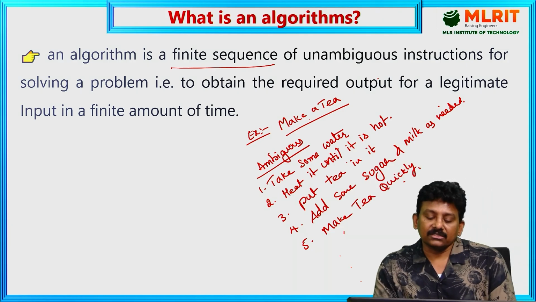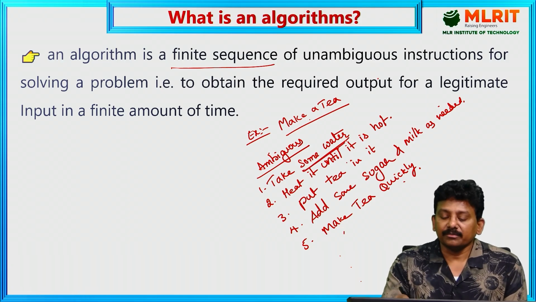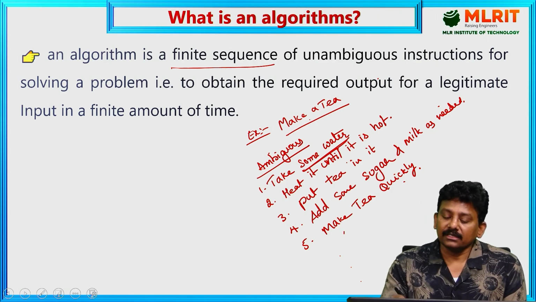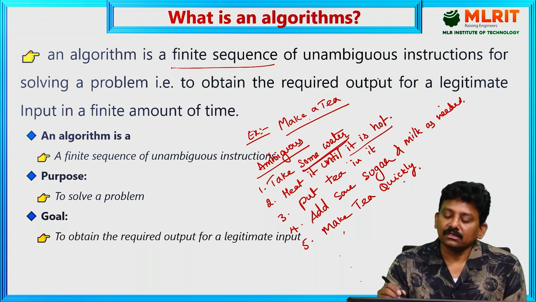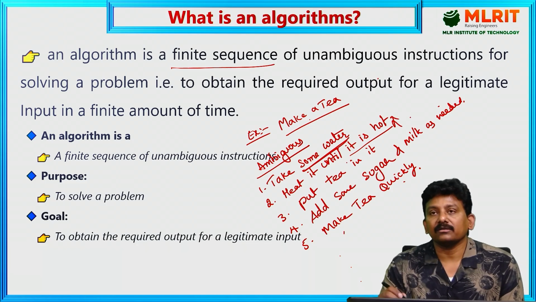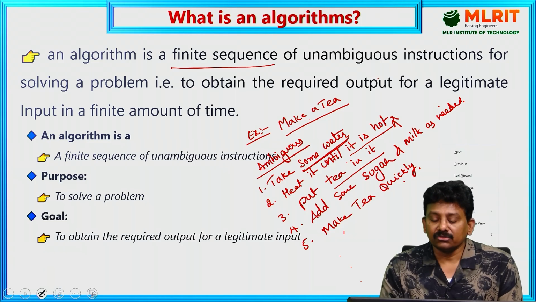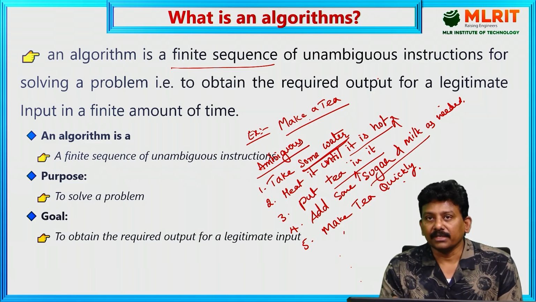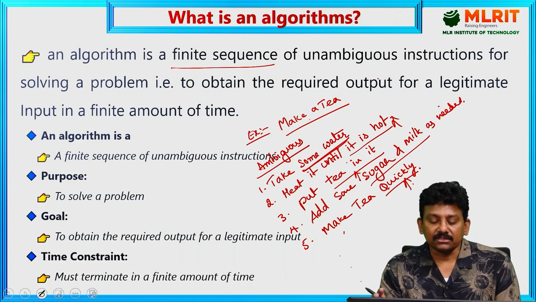Here all the instructions are ambiguous. Take some water: how much water? The measurement is not given. Heat it until it is hot: hot means how much temperature? Put tea in it: how much tea leaves should we pour in? Add some sugar and milk: how much sugar and how much milk? And make tea quickly: how quickly? These are the ambiguous instructions.